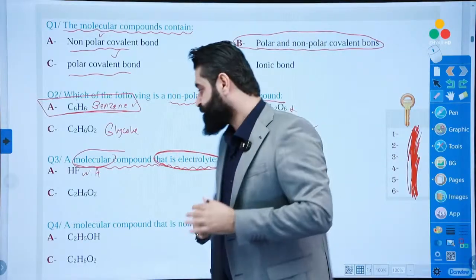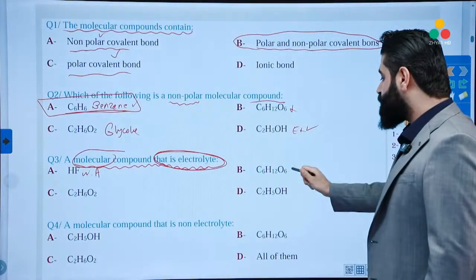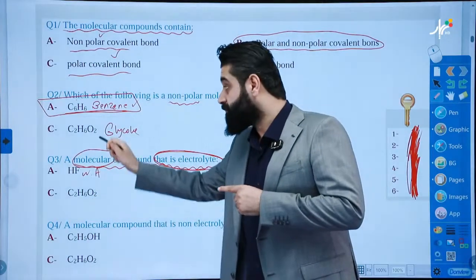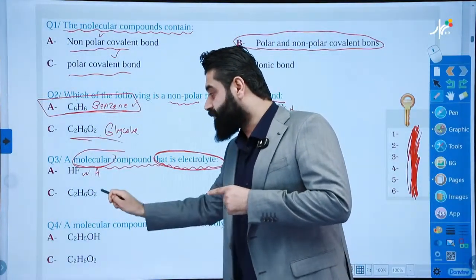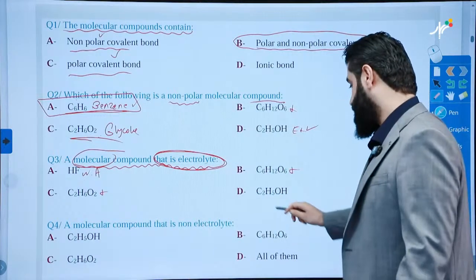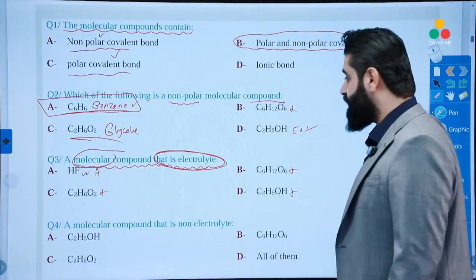Okay, don't worry. This is a weak acid molecule. How about this glucose sugar? It's a non-electrolyte. What is this? Glycol, non-electrolyte, but it's polar. But we need the electrolyte. C2H5OH is an alcohol, so this is also a non-electrolyte.